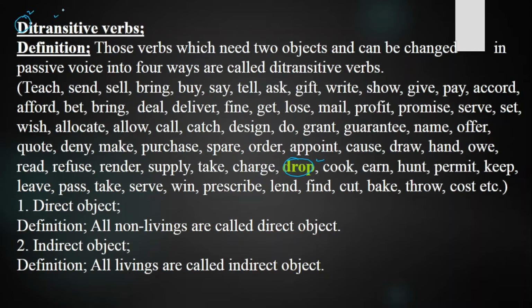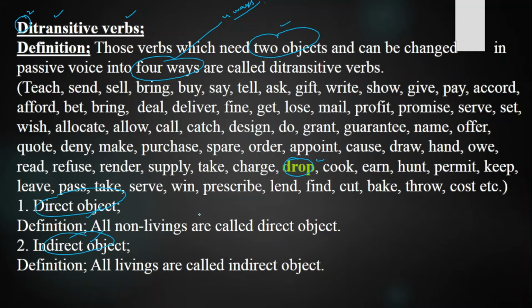Di means two, transitive means which can be changed into passive voice, and verb shows an action. Those verbs which need two objects, keep in your mind, those verbs which have two objects and can be changed into passive voice in four ways, are called ditransitive verbs. Ditransitive verbs need one direct object and one indirect object.